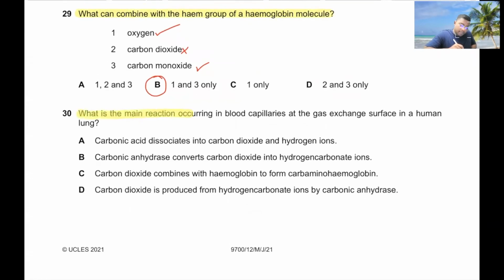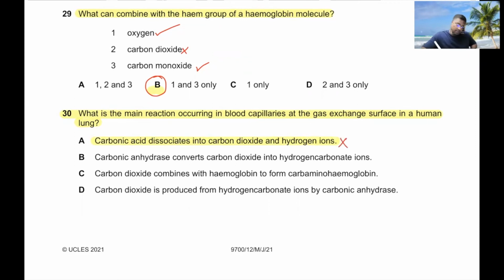What is the main reaction occurring in blood capillaries at the gas exchange surface in a human lung? Carbonic acid dissociates into carbon dioxide and hydrogen ions. Yes, it dissociates into carbon dioxide and hydrogen ions. Option 30, A. Question number 30. What is the main reaction occurring in blood capillaries at the gas exchange surface in a human lung? A. Carbonic acid dissociates into carbon dioxide and hydrogen ions.